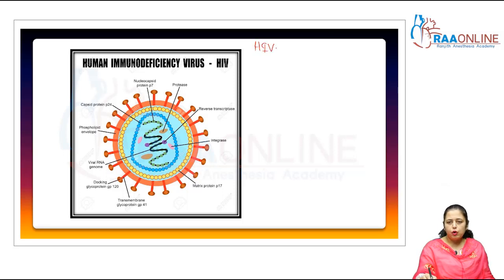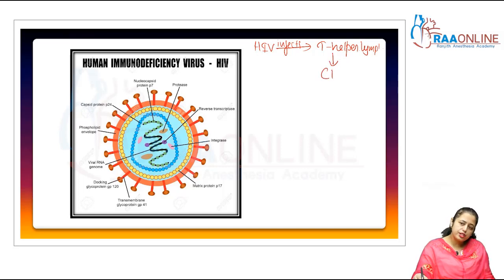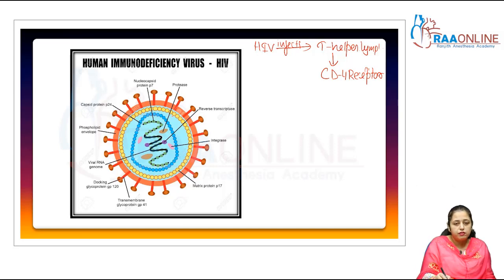Simultaneously, HIV also infects, that is, it causes infection in T helper cells, T helper lymphocytes specifically, right? And those T helper lymphocytes have the CD4 receptors, right? They have the CD4 receptors. This is the structure of the HIV. You can see these are the receptors, and these are the glycoprotein GP120. That GP120 gets attached with the CD4 receptor site, right, and destroys the cell completely.